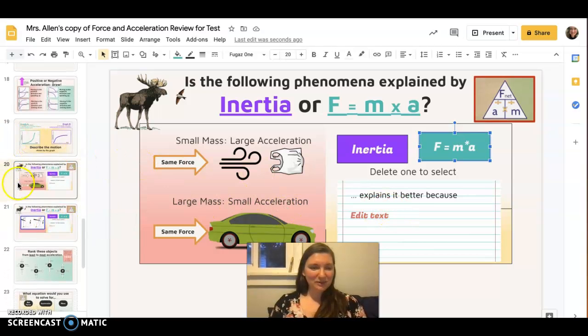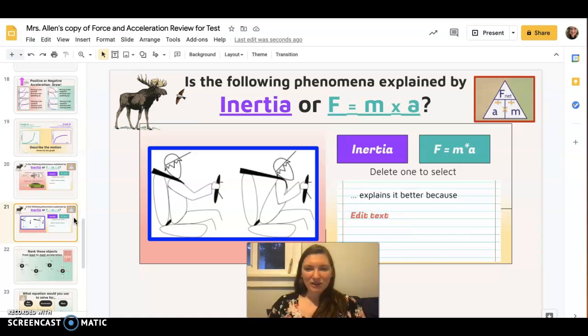I will have this answer for you when I post this. I'll write it down. So is the following phenomena explained by inertia or force equals mass times acceleration? This one is definitely inertia because as this car is slowing, because it's a much more massive object, it's going to be slow.